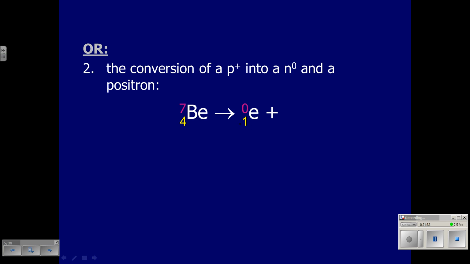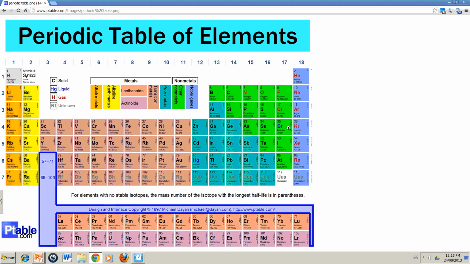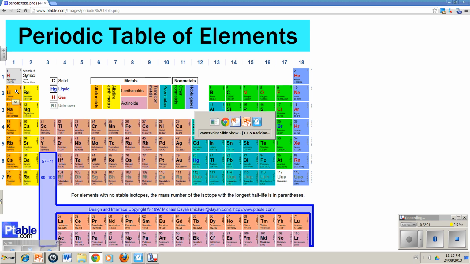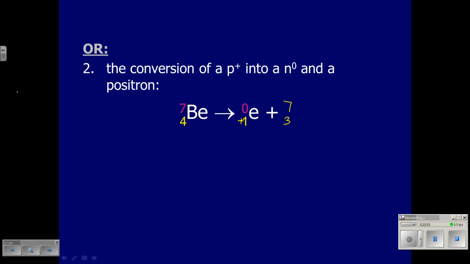In this case, a positive chunk, let's put a little positive there, is going to be emitted. Again, 7, 0, 7. 4 plus 1, it has to add up to 4. I need a 3. Let's look at what we're dealing with here. 3 means I have a lithium. Okay, so the beryllium has been turned into a lithium.